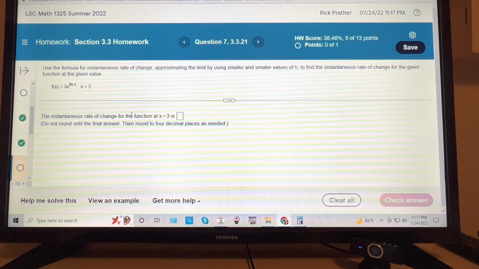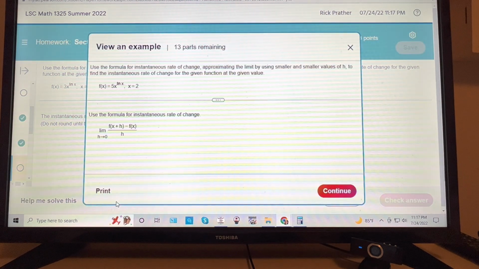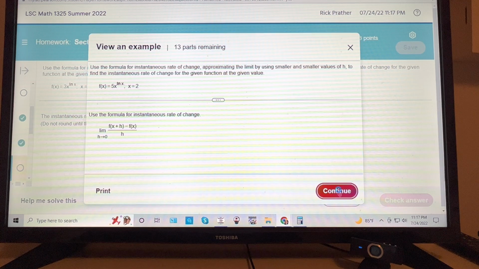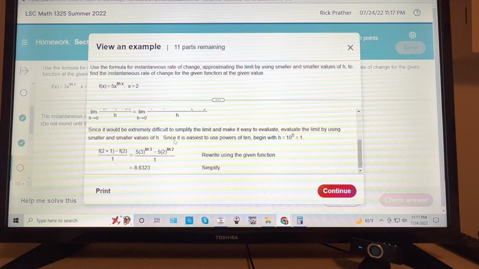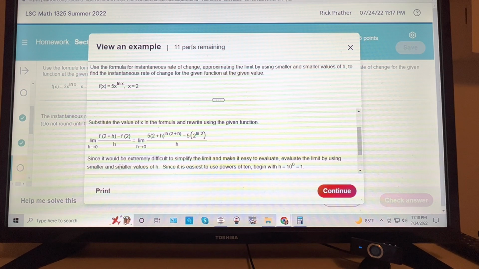Now this is a case again, if you go to view an example, some of these problems get quite long. And part of the issue is we haven't learned how this works yet. That's going to come down the line later. So go to this, like, view an example or help me solve this. And what ends up happening here is you're kind of doing what we were just doing on those other problems. But then you get stuck at a point where even they mention here it's extremely difficult to simplify this because you haven't learned how to do that yet.